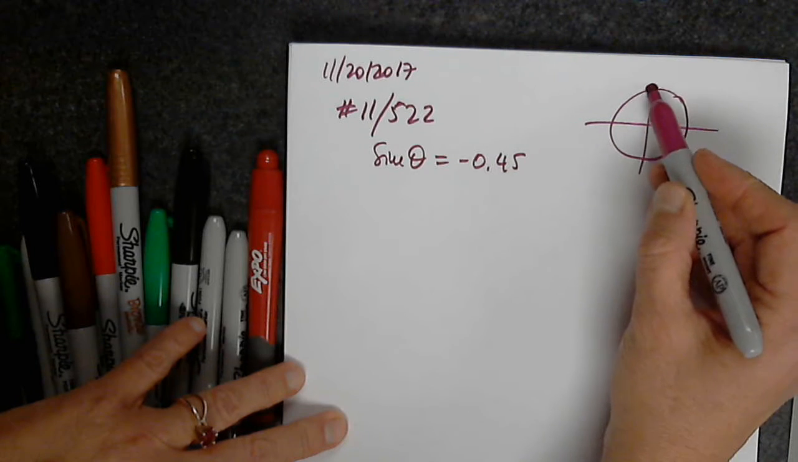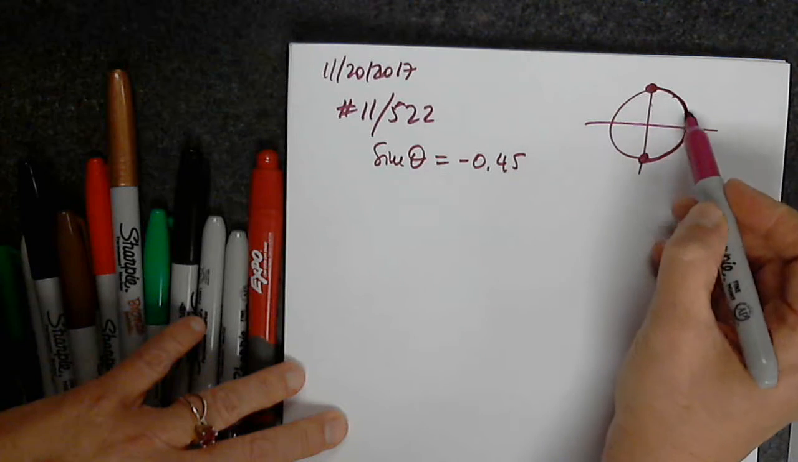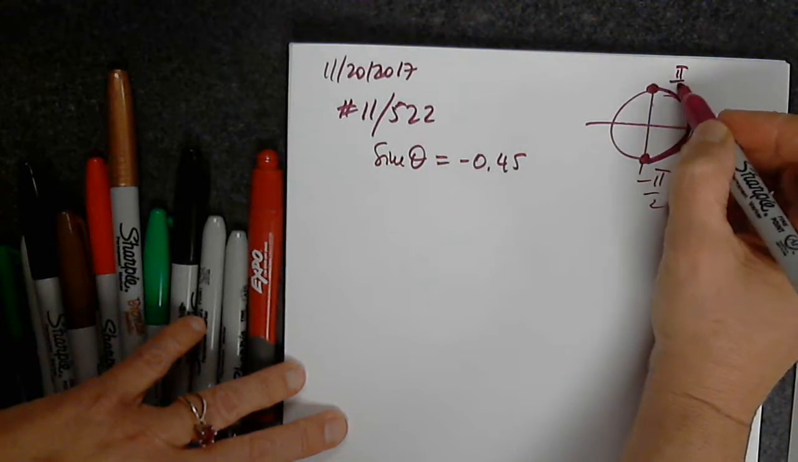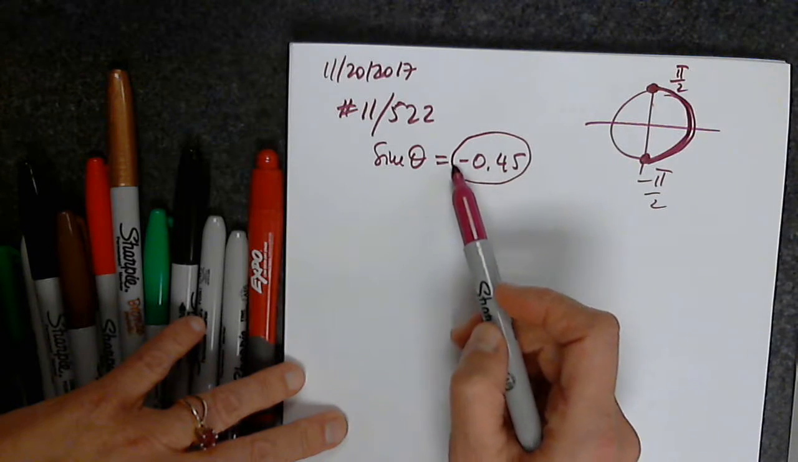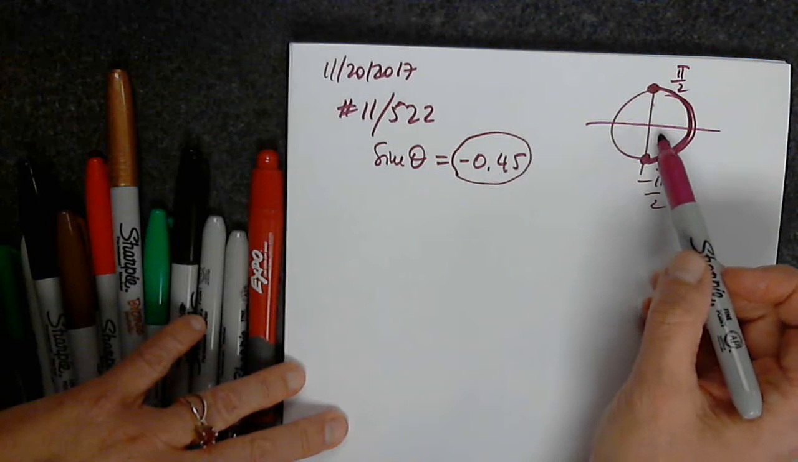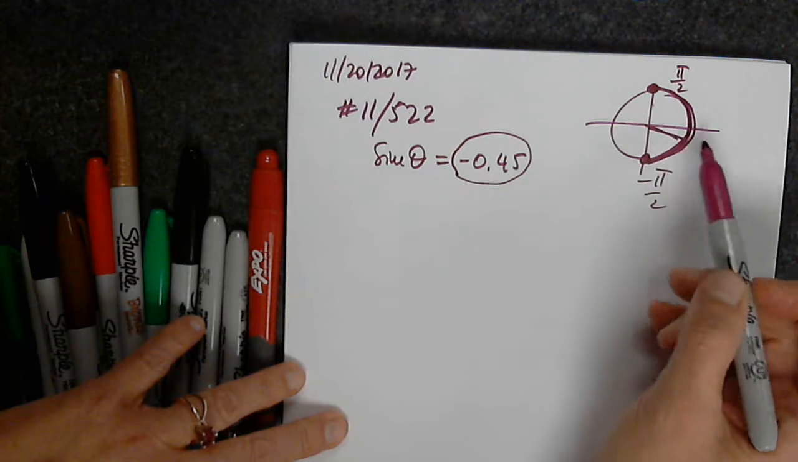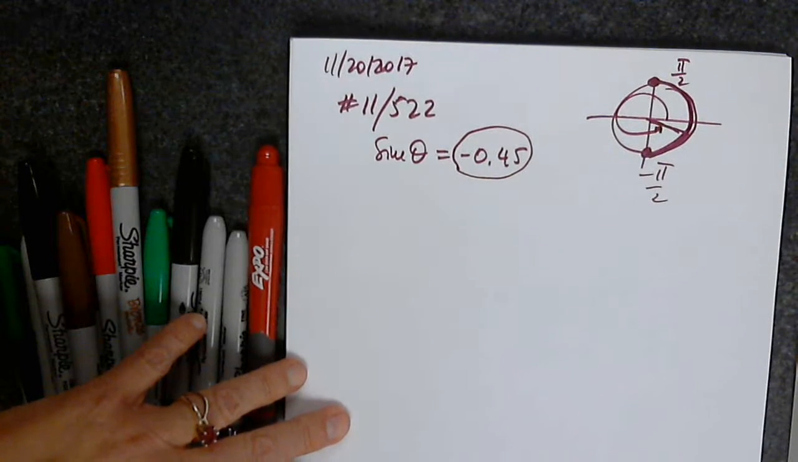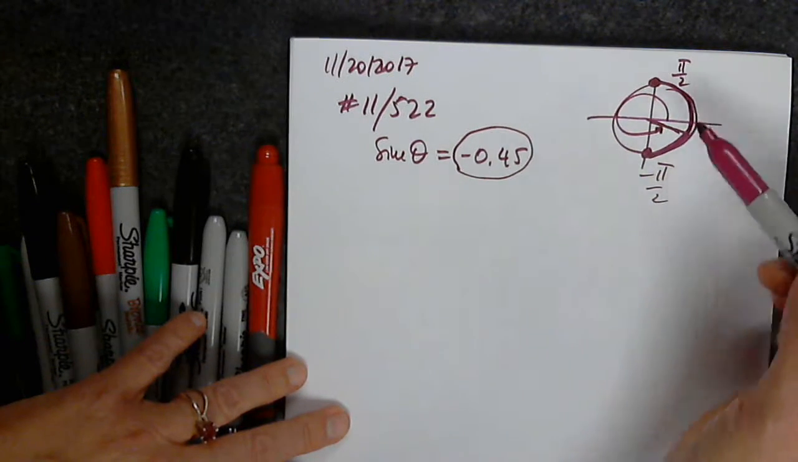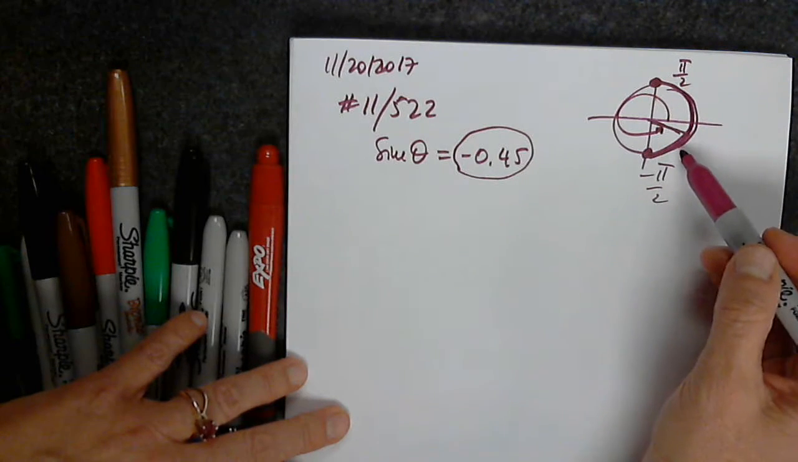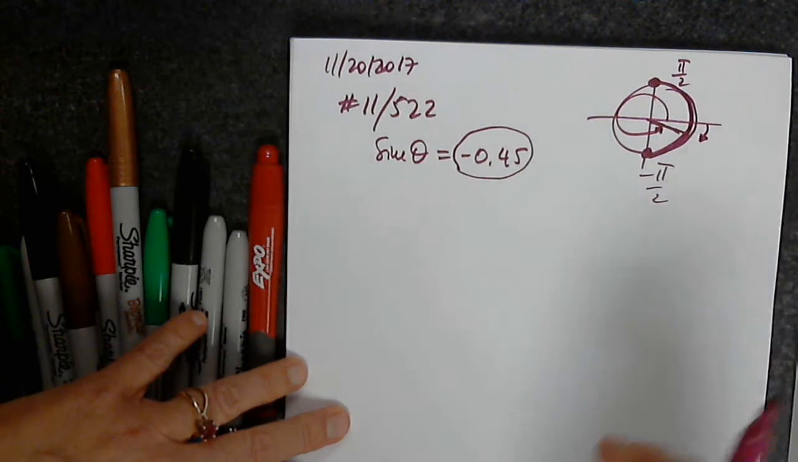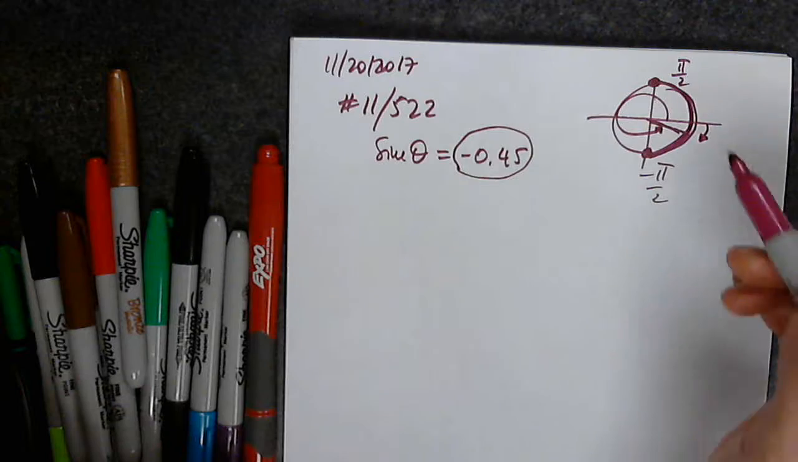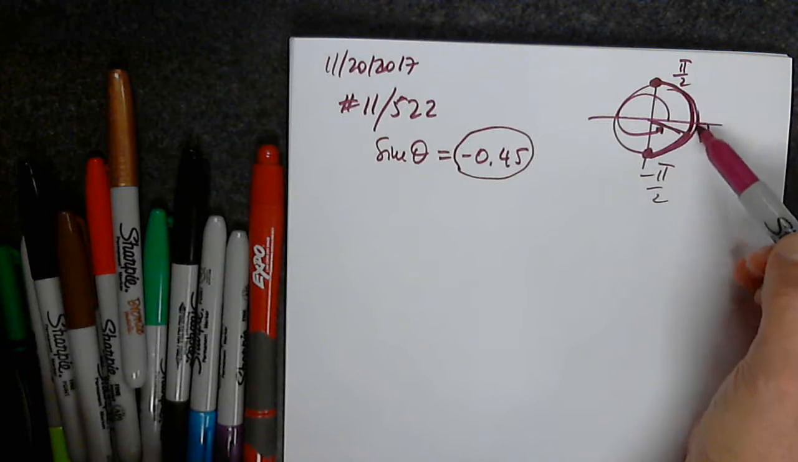between negative pi over 2 and pi over 2. Therefore, if this is a negative number, I need to find an angle here. Because I have a negative number, I will be okay with finding this angle, which will be negative. Then if you want, you can transform it into a positive angle, but let's keep the answer between negative pi over 2 and pi over 2.